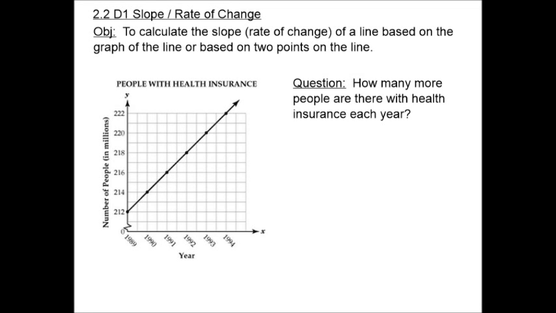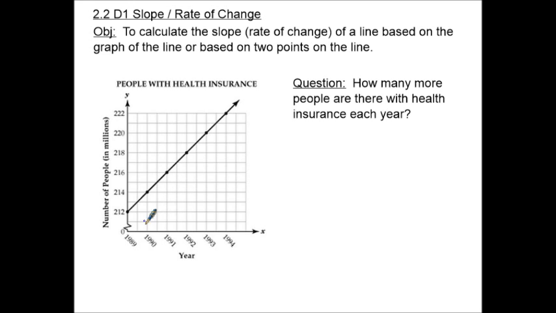We're talking about 2.2 day 1 here with slope or rate of change. We're going to be calculating the slope, also known as rate of change, of a line based on the graph of the line or based on 2 points on the line. Here we can see a graph of people with health insurance in millions, based on the year. The question is: how many more people are there with health insurance each year?